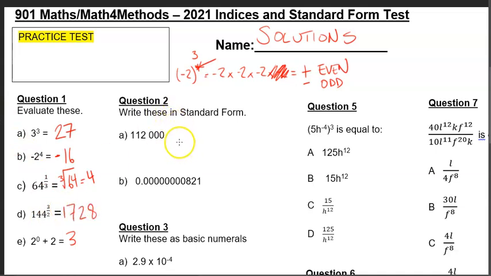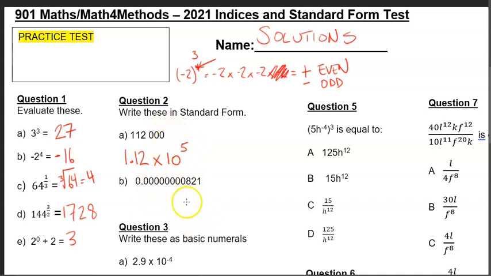Question 2, write these in standard form. We always know that standard form always starts off with a number between 1 to 10. So we're going to look at our significant numbers. This is 1, 1, and 2. So this is 1.12 times 10 to the power of, and how you would conduct this is I always count how many numbers are to the right of if you were to put a decimal point here. So let's just imagine the decimal point is here because it's 1.12. There are 1, 2, 3, 4, 5. So our power is 5.